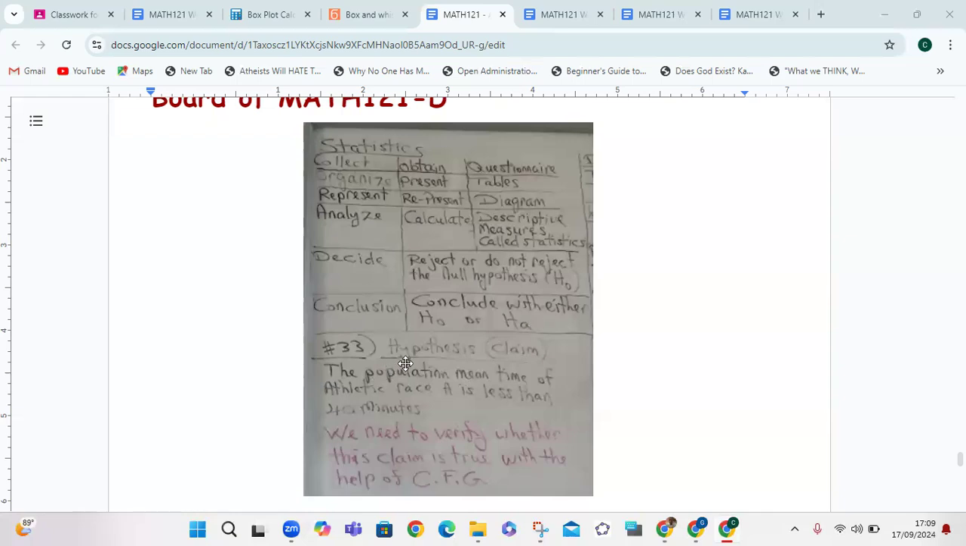Now bear in mind the claim in this scenario, the hypothesis. It says that the population mean completion time of athletic race A is less than 40 minutes. We need to verify whether this claim is true with the help of a cumulative frequency graph.